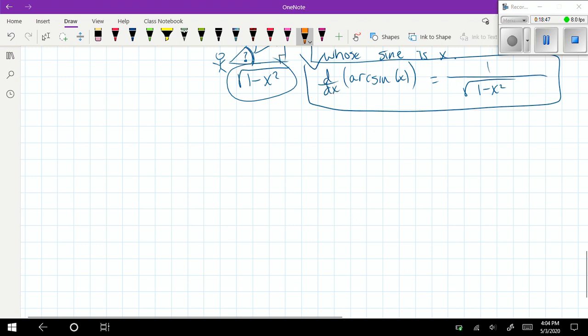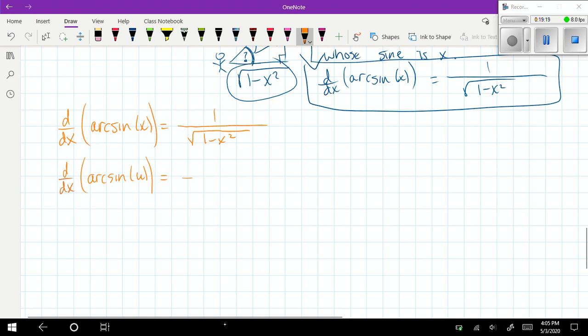Good enough. So we have this one formula that says the derivative with respect to x of arc sine of x is equal to a big fraction, 1 on the numerator, square root of 1 minus x squared on the denominator. And now we are going to generalize it. The derivative with respect to x of arc sine of u will equal, same thing, 1 over the square root of 1 minus, this time, u squared.